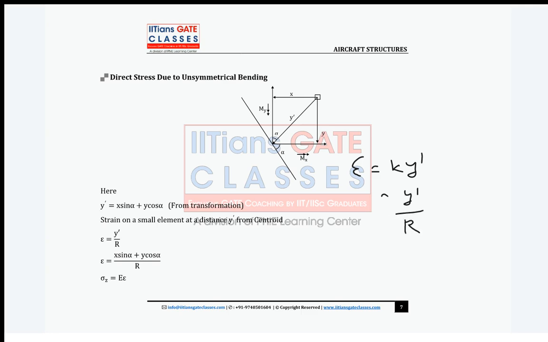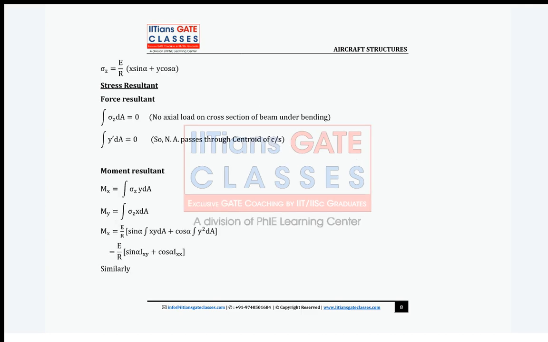Now we can substitute, guys. What is your stress from Hooke's law? Sigma equal to modulus of elasticity times epsilon, right? So you can see this, and sigma is in which direction? Sigma z direction. Okay, so sigma z equal to E times epsilon. Now substitute here the values. Epsilon is what? Y dash. So y dash is what? X sin alpha plus y cos alpha.